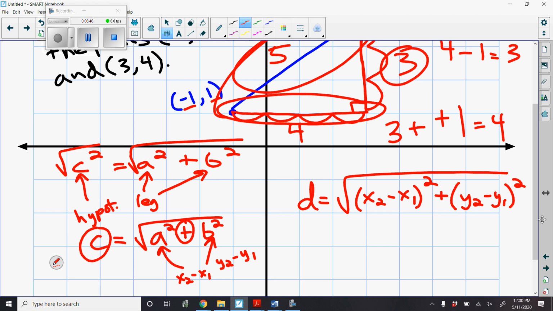And notice I'm doing the square root of that whole sum there. The sum of x2 minus x1 squared and y2 minus y1 squared. So this is my distance formula. And again, that's kind of a nasty looking formula. But if you just think about it in terms of the Pythagorean theorem, it doesn't seem so bad. Okay, let's do a couple of examples on this to see how we can solve these problems.